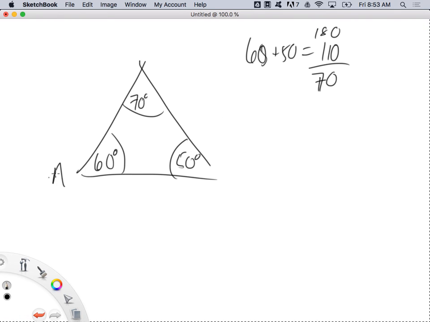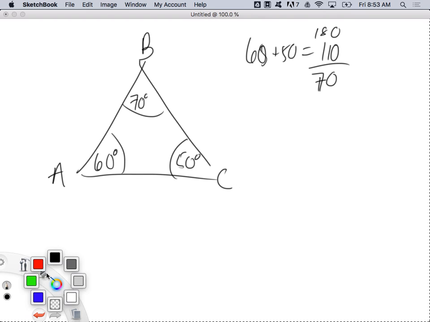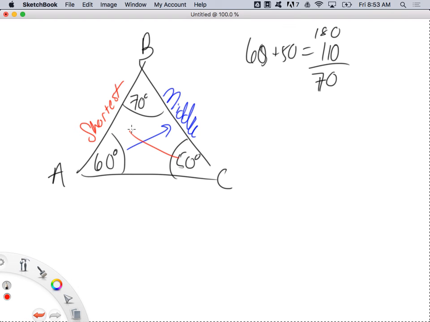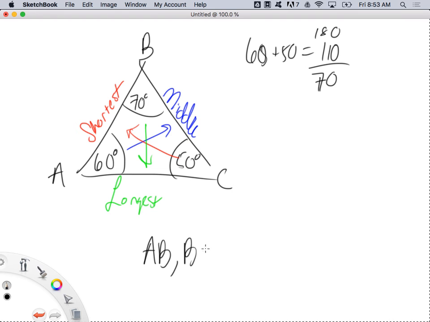Now, let's say this is A, B, C. Which is the shortest side? This is the smallest angle, so opposite is the shortest. Right? Which is the middle side? BC. Does that make sense? Because it's opposite the middle angle. You see? And which is the longest? AC. Good. Does that make sense? So if I asked you to put them in order from shortest to longest, it would be AB, BC, AC.